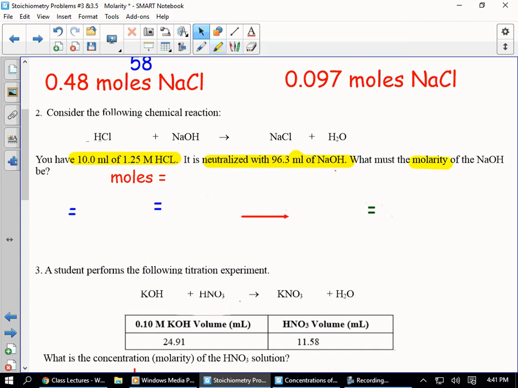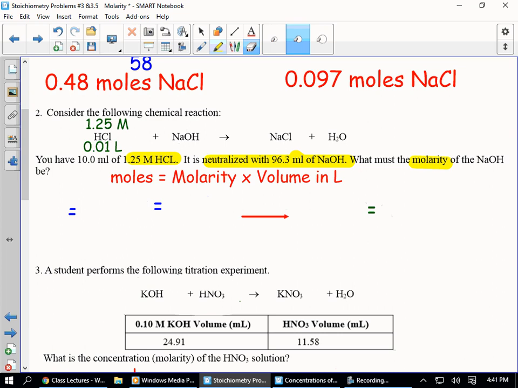So what we want to do is make sure that we are using moles is equal to molarity times volume in liters. I know my hydrochloric acid, I have 0.01 liters because I moved this decimal, and it's 1.25 molar. I want to know the molarity, and I have the volume of the NaOH. So take a look at this problem and see what you know the most about and which one you can put into moles.